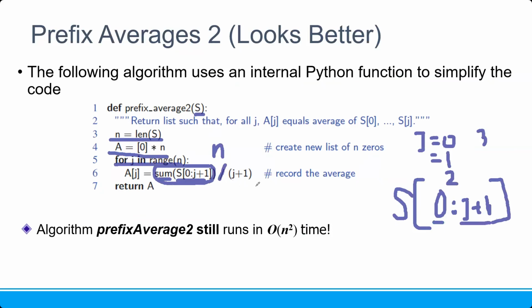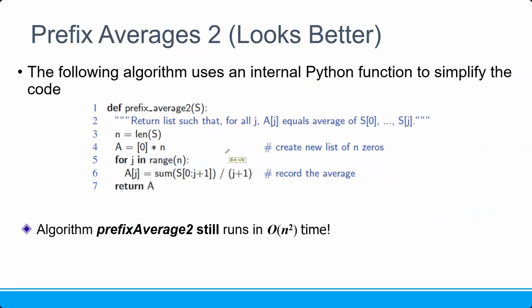And then we will divide it by J plus 1. It means we will do this summation until J. J is an index which is from 0 until n. So there will be n times for this summation. This summation will be n times and it will run with the for loop for n times. Even though it looks better or simpler than the previous one, the algorithm still runs in O(n^2). So this is the first n operation and this is the second n operation. So n multiplied by n, we have n^2.